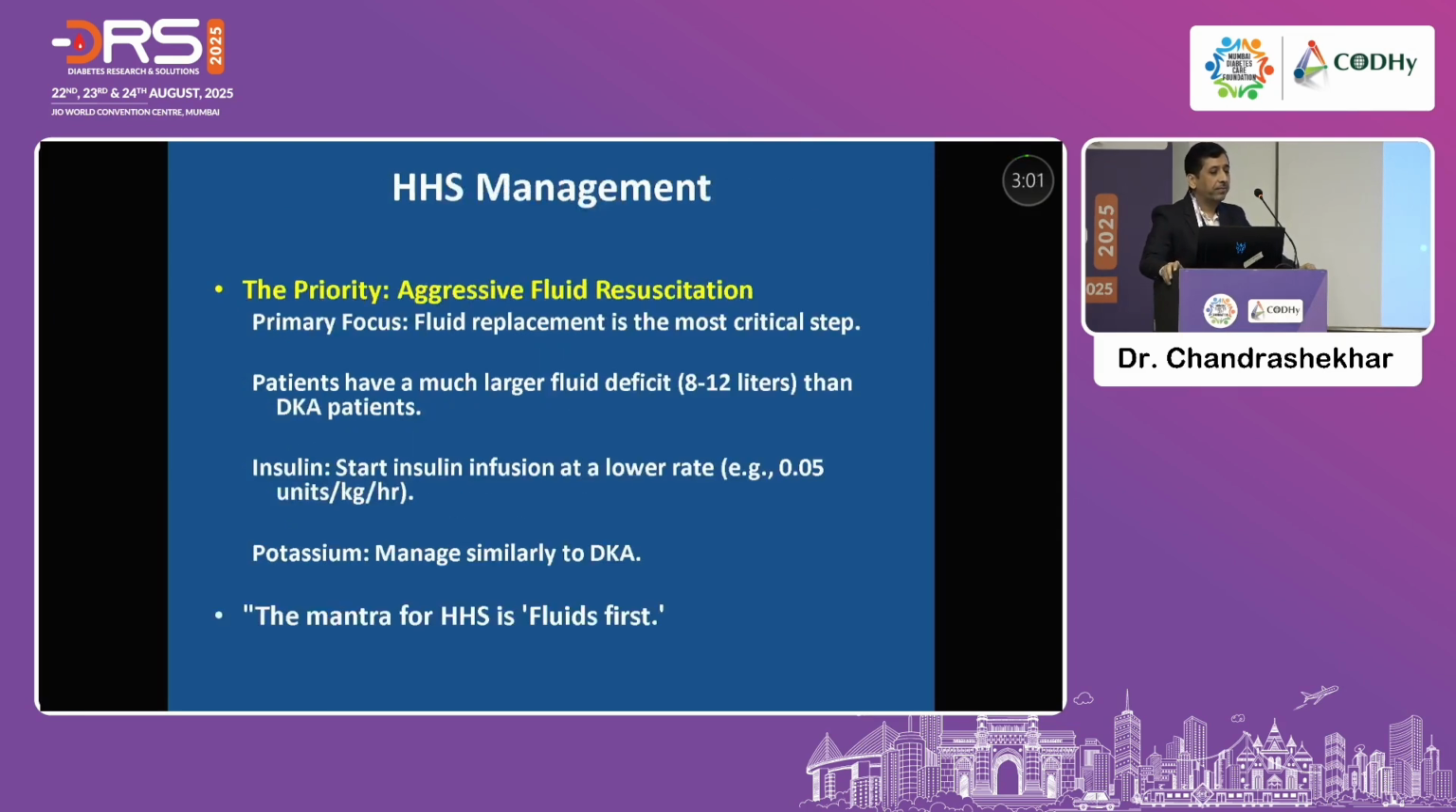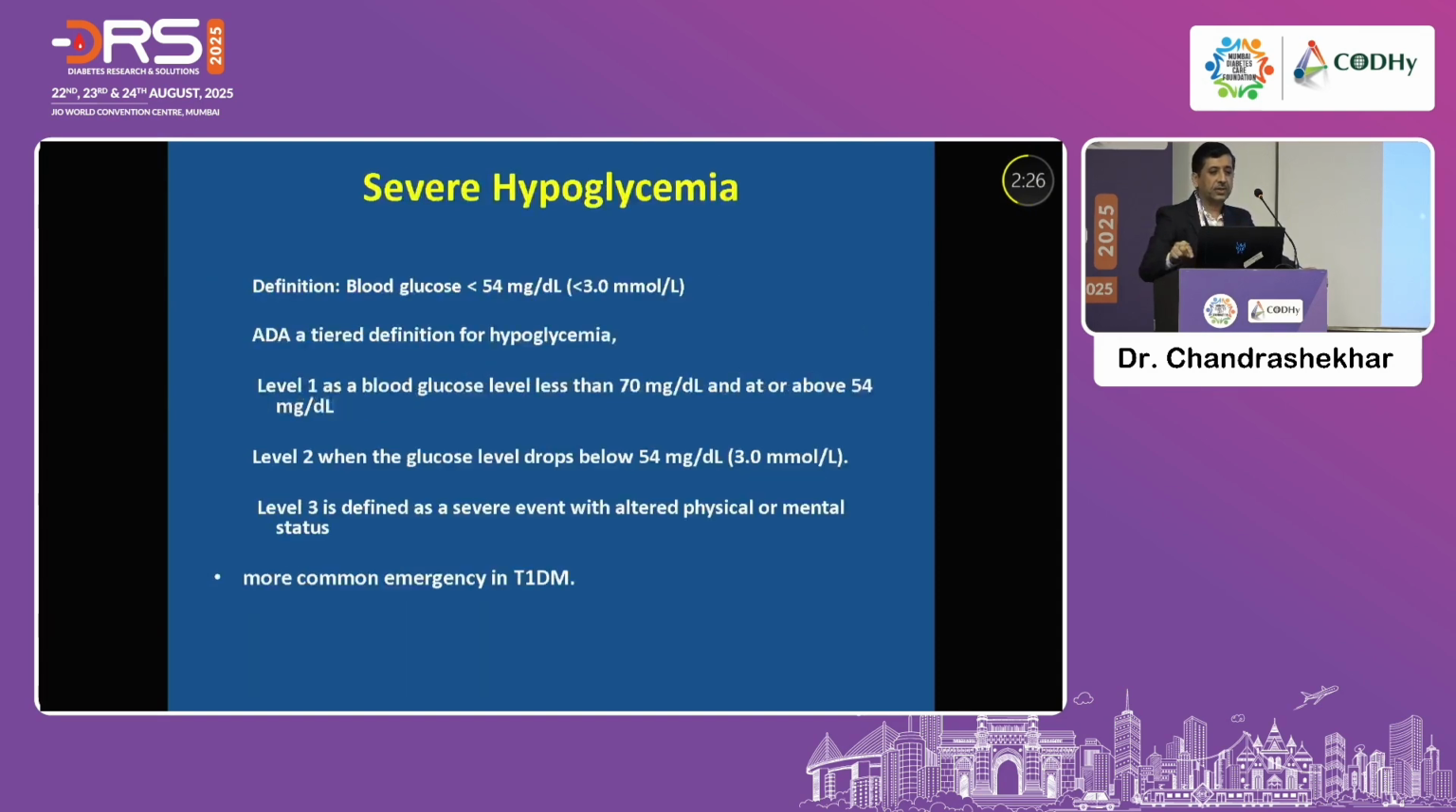As far as management is concerned, the key is aggressive fluid resuscitation, where the primary focus is just fluid replacement, as the patient has a much larger fluid deficit, to the tune of 8 to 12 liters, than a DKA patient. So just push more fluids and start the insulin drip at a lower rate. It should be like 0.05 units per kg per hour. That should be the insulin drip rate for HHS. Here the mantra for HHS is only fluids first. And potassium management is more or less the same as for DKA.